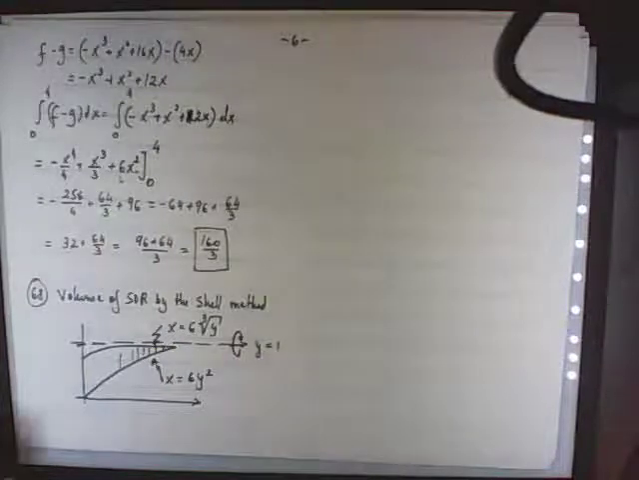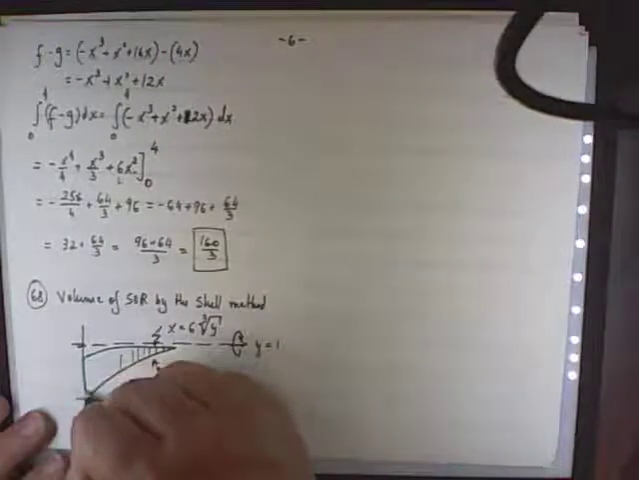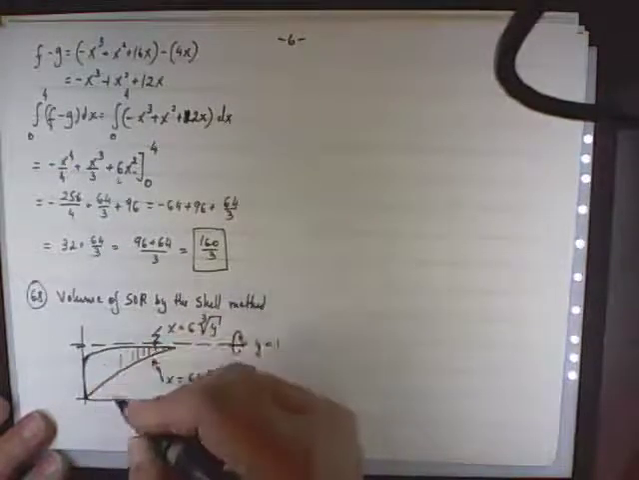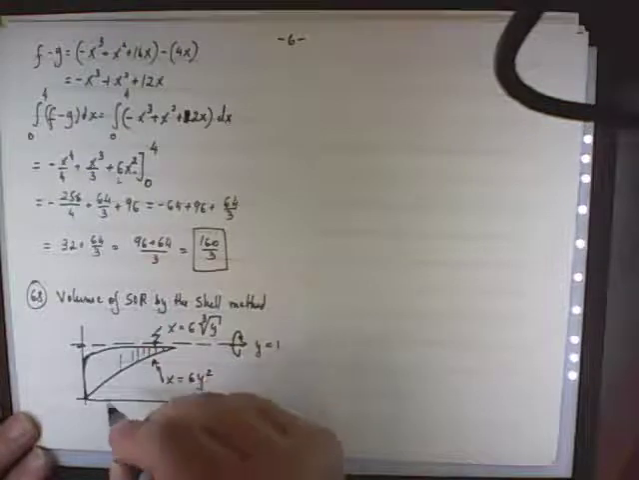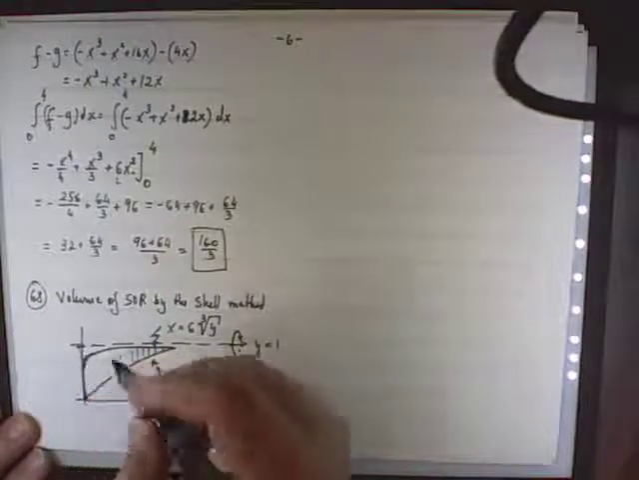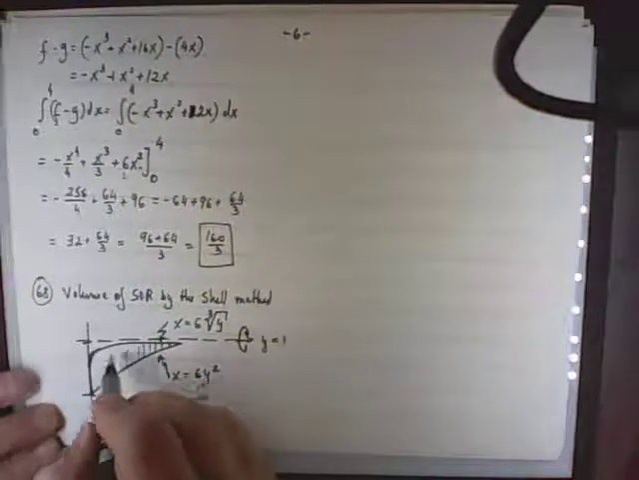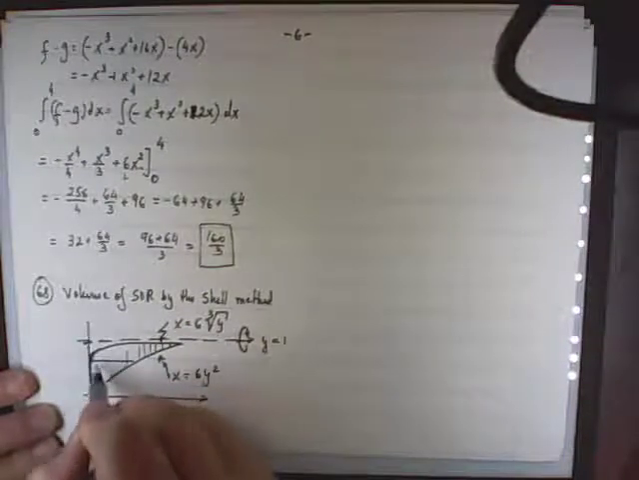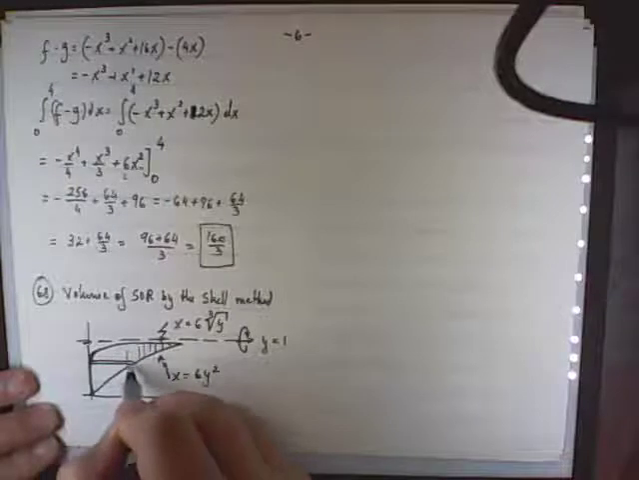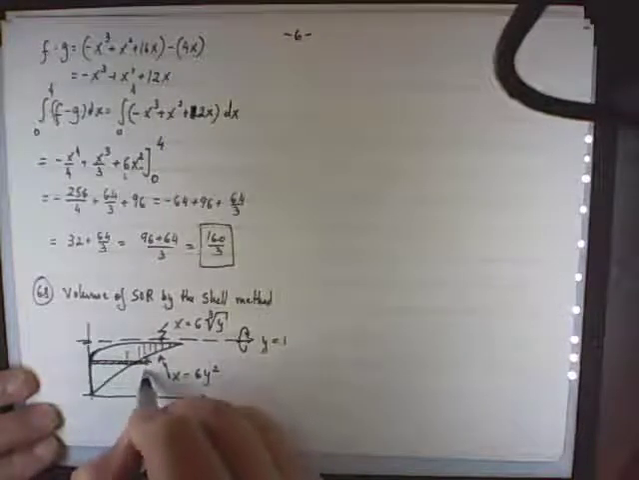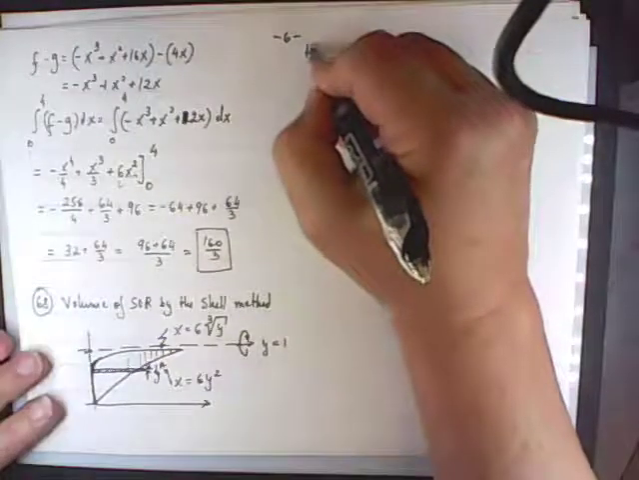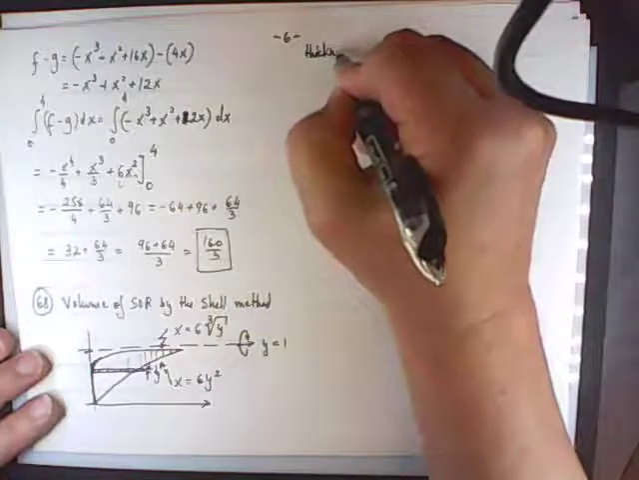Okay, I think this line will go all the way down like so, because when x equals 0, y equals 0. So yeah, we can do shell. Here's your shell. Remember, when we do about a horizontal line, the thickness is going to be dy. So we need thickness, radius, and height.